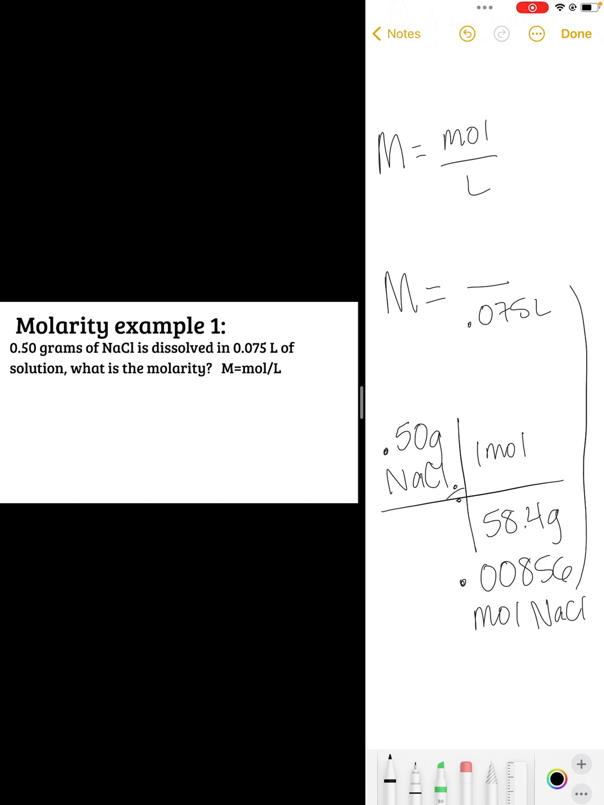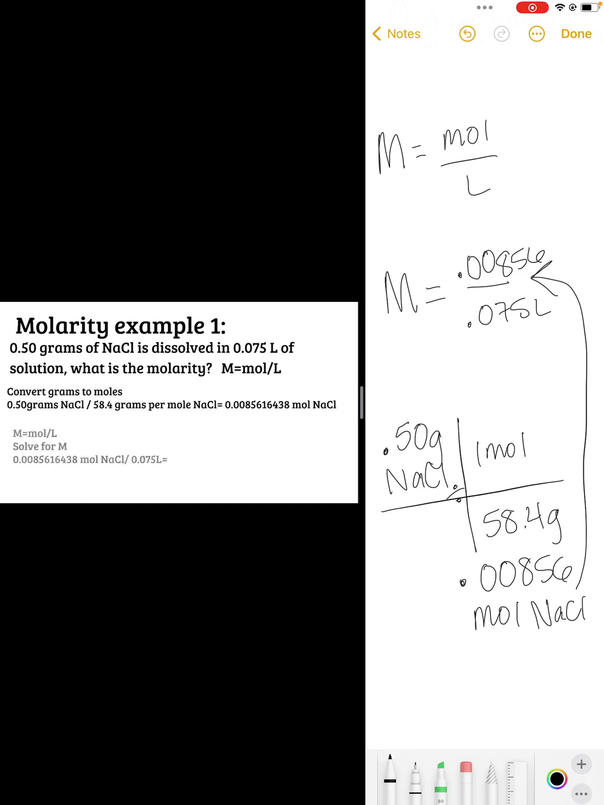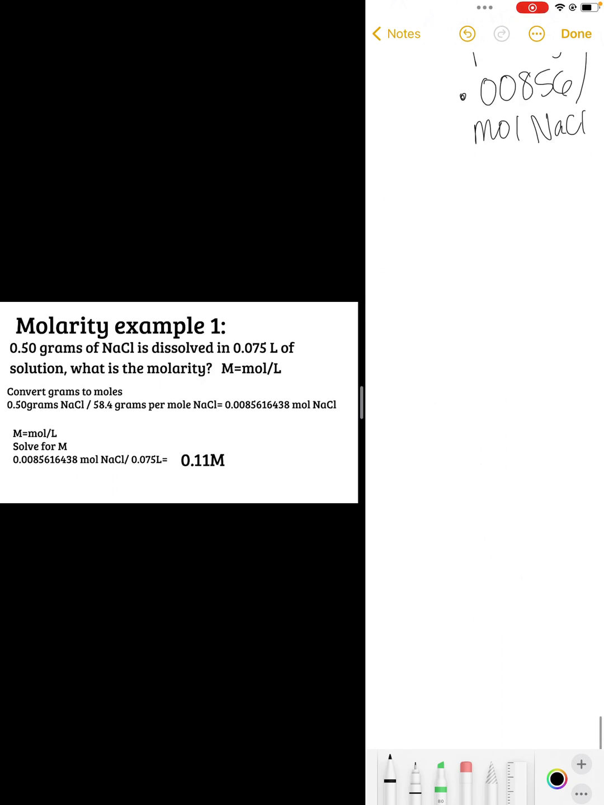So then I can go back and plug that in up here where it's missing, 0.00856. Now my formula is all the way filled out, so I can divide 0.00856 divided by 0.075, and that's going to give me my concentration or my molarity. So you should get, when you type this into your calculator, about 0.11 molar. So capital M, we say molar for molarity.